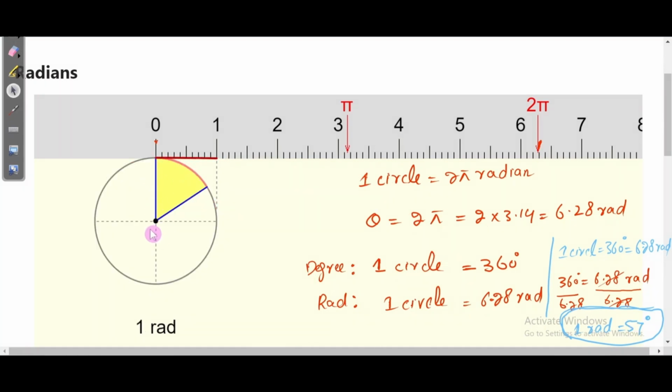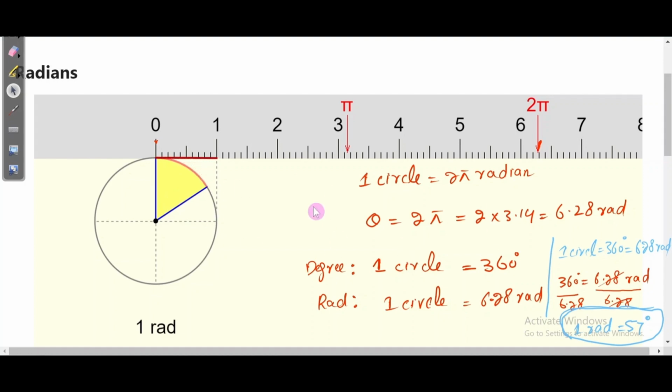What I'm going to say here is that this whole circle is converted into 360 degree, and 1 radian covers some part of the circle. So 1 radian covers 57 degrees. It covers 57 steps out of 360 steps. So 1 radian actually covers 57 steps, meaning that 1 radian is equal to 57 degree.